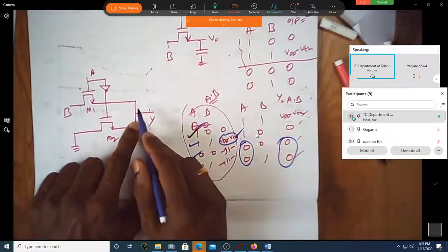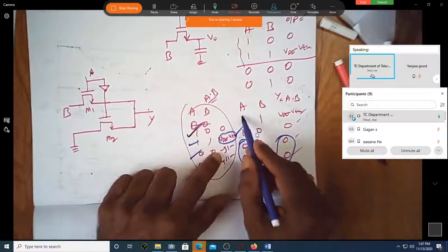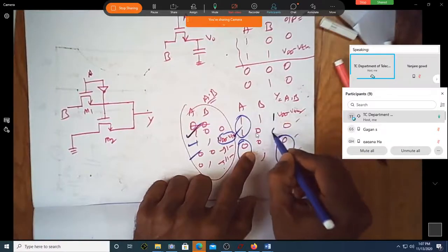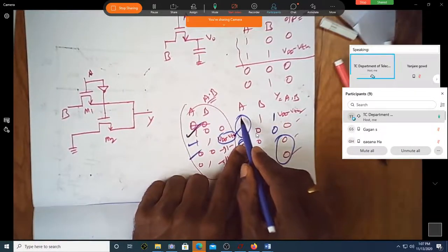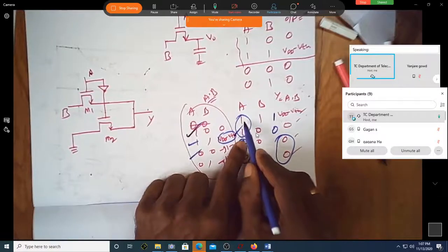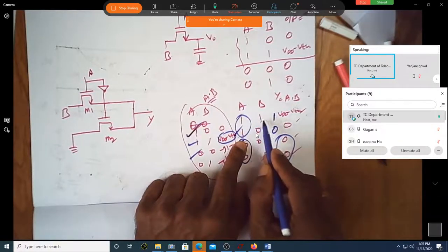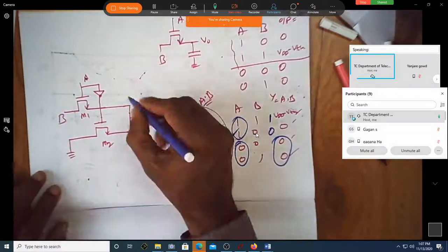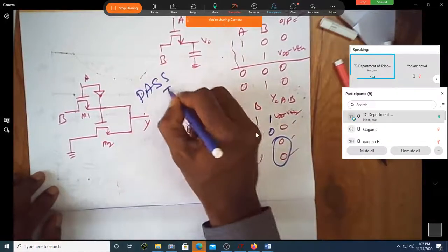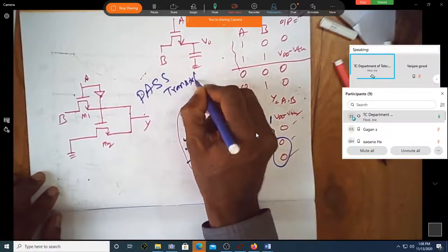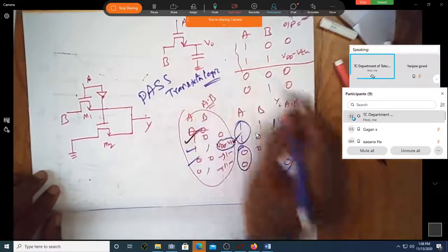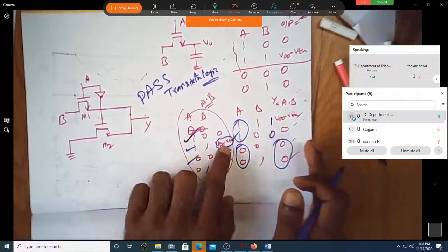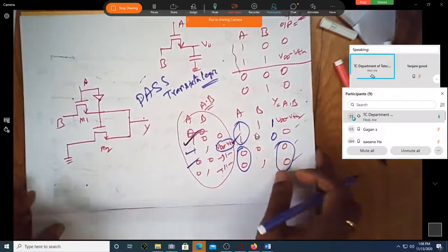Now see here, what is the output here? So when A is 1, is the output and input both the same? Sorry, when A is 1, in both the cases, is the output same as B? That's why the input is B here. This is called pass transistor logic. Only thing is that you will not get a strong logic 1, you'll always get a weak one. Weak one means VDD minus VTH.